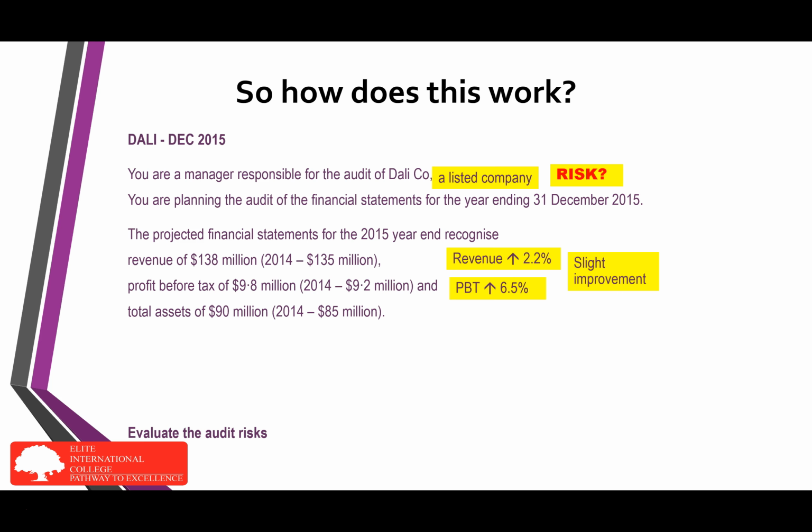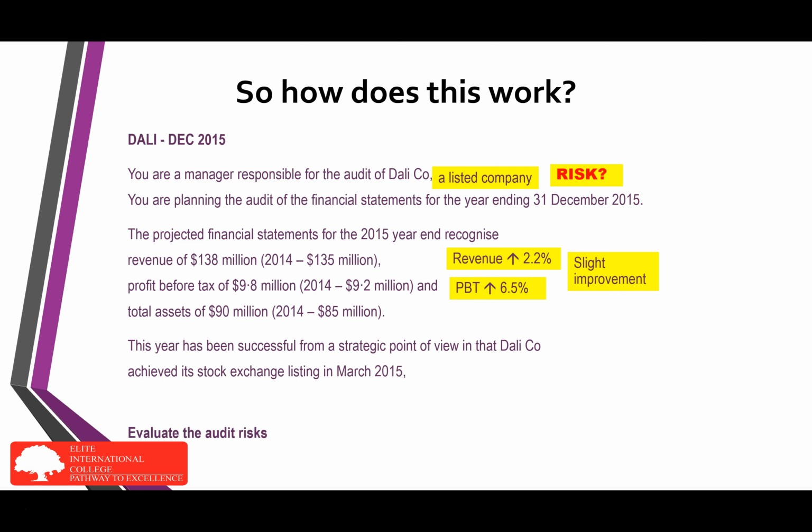Let's read further. Question says, this year has been successful from a strategic point of view in that Dolly achieved its stock listing in March 2015. Now Dolly's year end is 31 December 2015. So this means that Dolly is newly listed for 10 months now. So which audit risk would be specific here? The answer would be disclosure risk, i.e., risk that the finance director may not be familiar with the disclosure requirements.